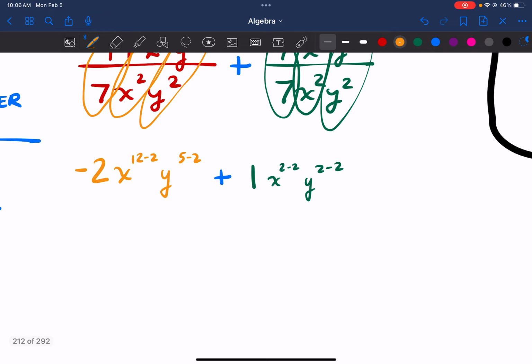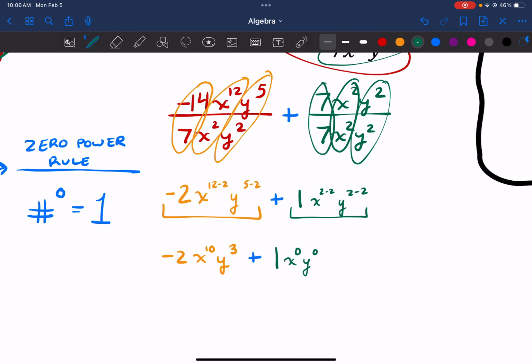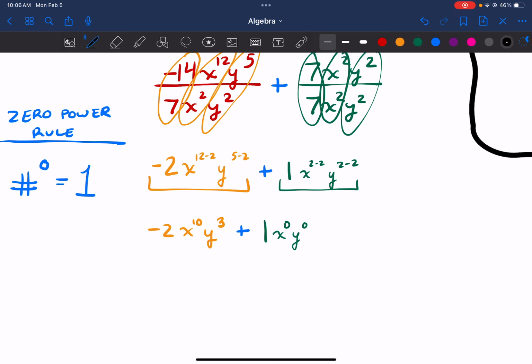Let's go ahead and simplify. 12 minus 2 is 10, so this is x to the 10th. 5 minus 2 is 3, so y to the 3rd. Bring our plus sign down. And if we go to simplify this, we get a 1. x, 2 minus 2 is x to the 0. y to the 0 again. And remember our 0 power rule, so we need to simplify it. So our final answer is negative 2 x to the 10th, y cubed, plus 1. Right, because the 0 powers go away.